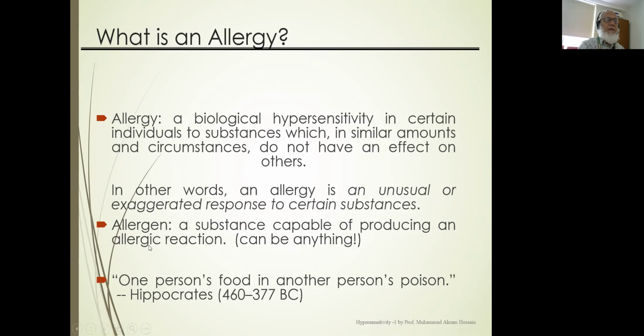So what is an allergen? A substance capable of producing an allergic reaction is known as an allergen. It is just like an antigen. It can be anything. And Hippocrates in 462 BC said, one person's food may be another person's poison.